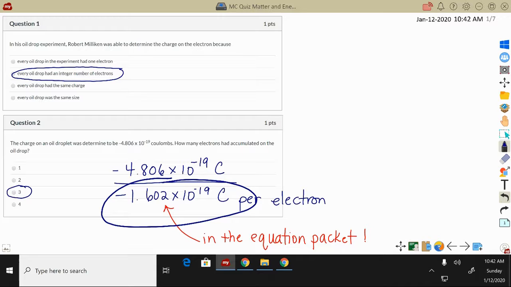An oil droplet had accumulated a charge of negative 4.8 times 10 to the negative 19th coulombs. How many electrons had accumulated on the oil droplet? Just divide by this charge per electron that's in the packet. And eventually we might use this a little bit when we do some electrochemistry, like what's the charge on a group of electrons. But this is maybe the type of question you would see, only because they still have that number, the charge on an electron, in the equation packet. So it's not meant to be anything tricky. You just look it up, and it should always be some kind of a whole number ratio of that charge.